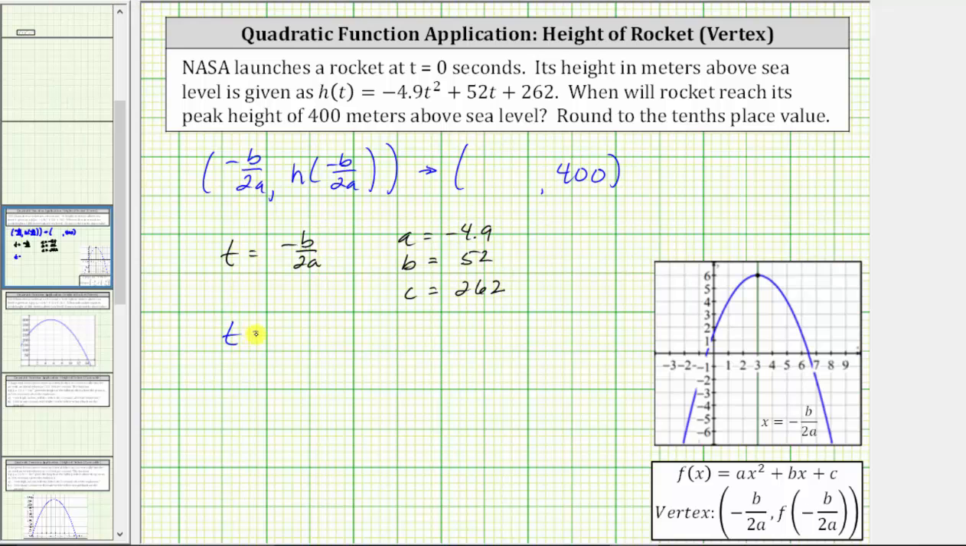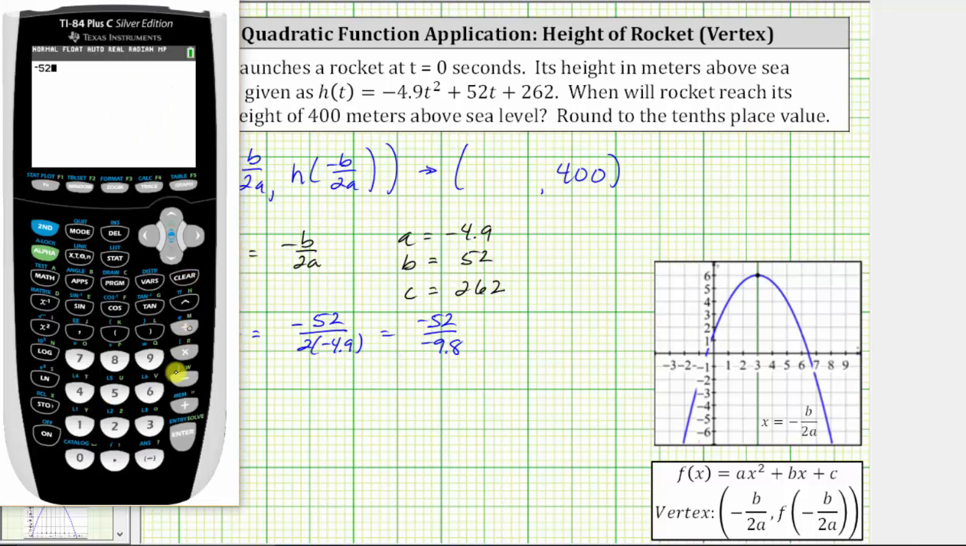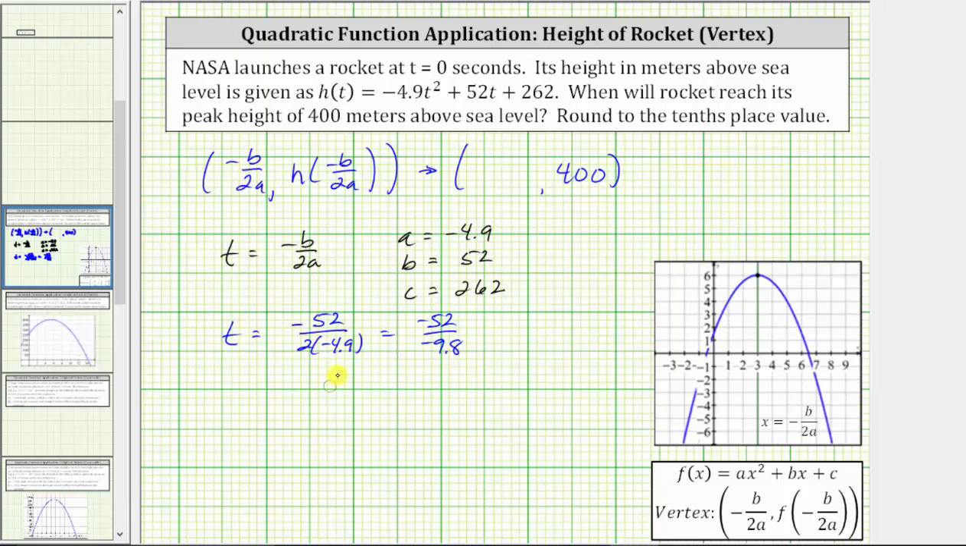So we have t equals negative 52 divided by 2 times negative 4.9. Simplifying, 2 times negative 4.9 is equal to negative 9.8. This gives us negative 52 divided by negative 9.8. And now we determine the quotient on the calculator and round to the tenths place value. We enter negative 52 divided by negative 9.8 and press enter. Notice we have a 3 in the tenths place value. The digit to the right is a 0, which means we round down. The time is approximately 5.3 seconds.